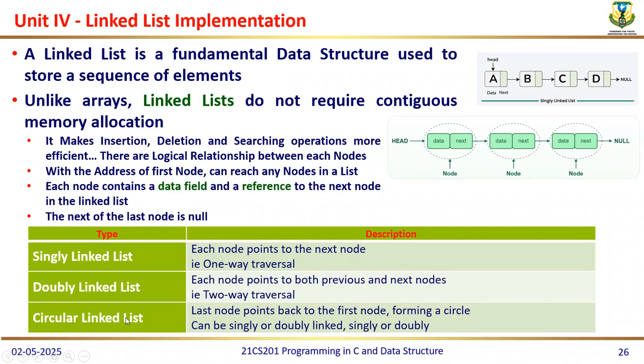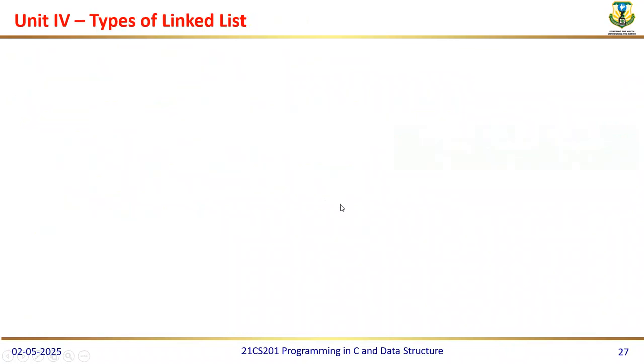The other one is the circular linked list. In this connection, instead of null, D is linked to A. That means D holds the address of A, so after D, the link comes back to A. That is called circular. As far as circular is concerned, a singly linked circular list is possible and a doubly linked circular list is also possible. This is the basic idea about linked lists and linked list implementation.